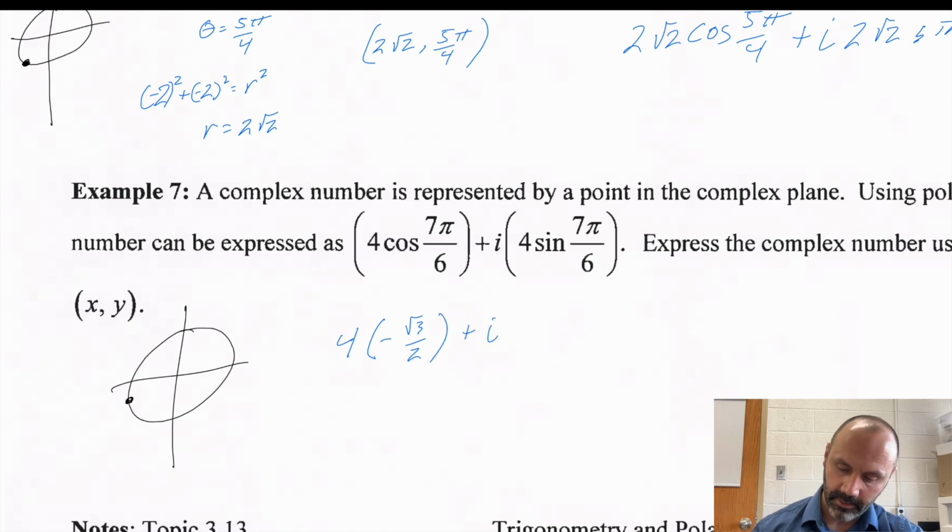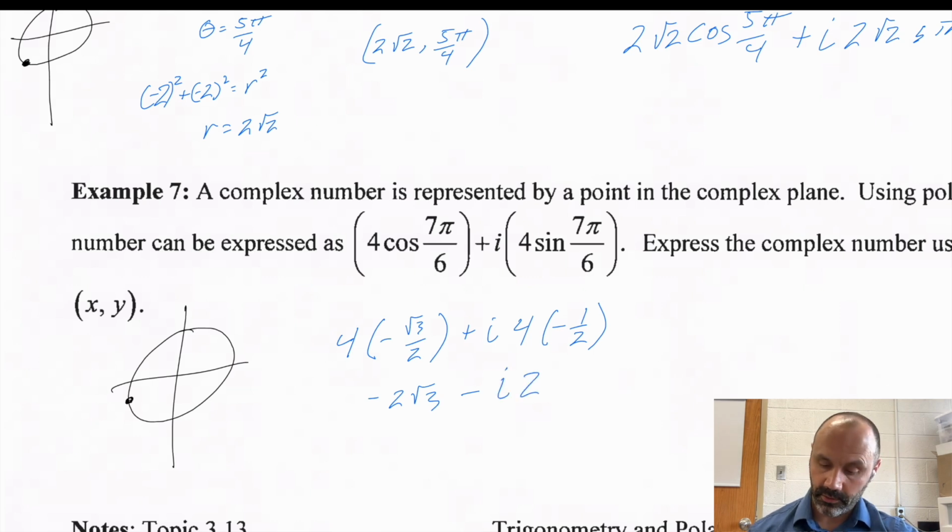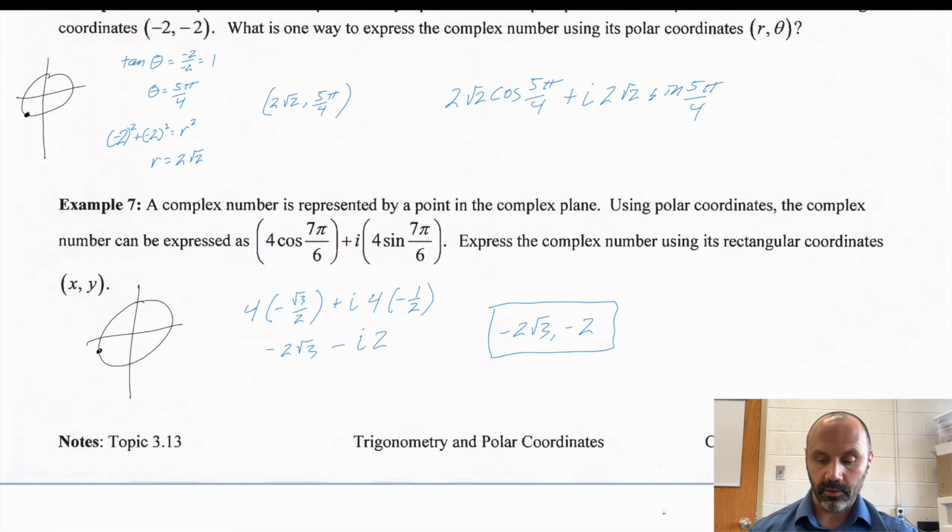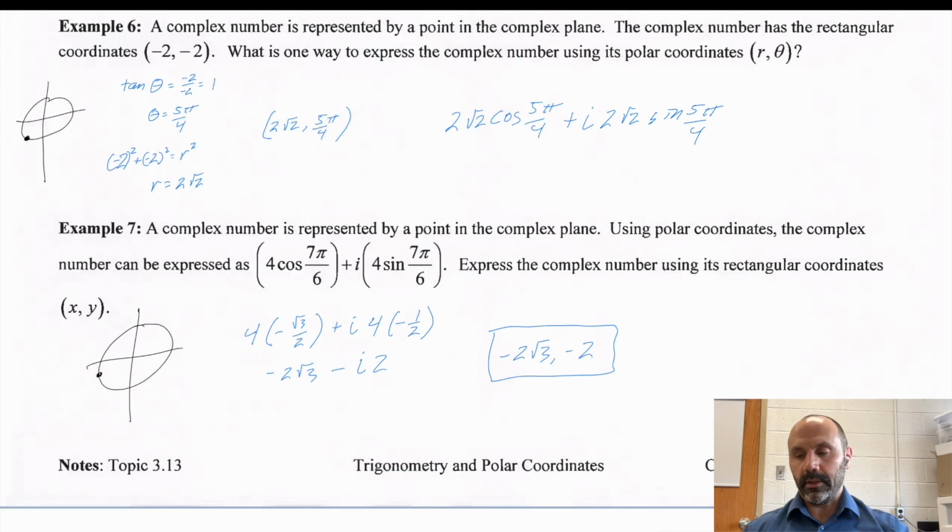Plus, I'm going to evaluate this. So 4 times, and then sine of 7 pi over 6 is negative 1/2. So this ends up 4 times negative root 3 over 2. This is negative 2 root 3 minus i times 2, or 2i. And so the coordinates are negative 2 root 3 comma -2. Those are the x, y rectangular coordinates for that point in the xy plane as expressed in polar coordinates.